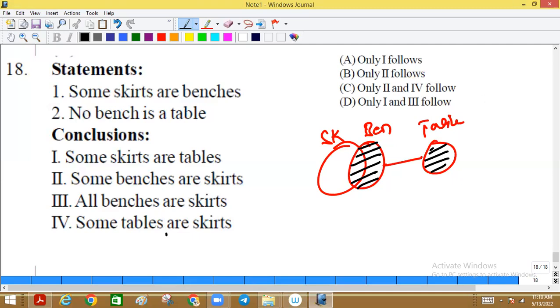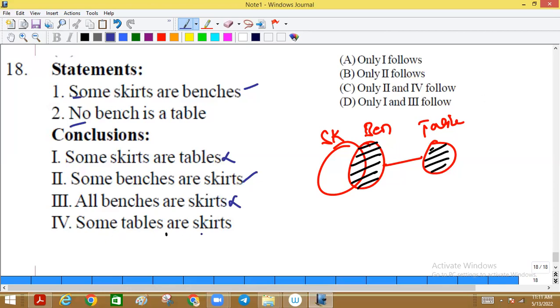Okay. Now let's see here. Come to the first conclusion. Some skirts are tables. Can I say that? No. Why? Because you don't know the relation between skirts and tables, and to get the complementary pair, there should be one more negative conclusion, which is not there. So obviously it is wrong. Come to the second one. Some benches are skirts. Yes or no? Some skirts are benches and some benches are skirts, both are correct. So it is correct. All benches are skirts? Impossible, because here it is some, and here no. Can you get all? Impossible.